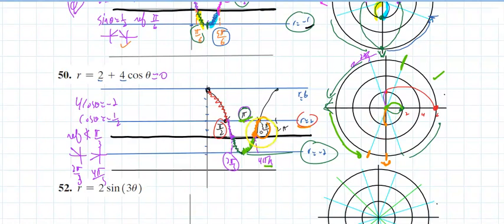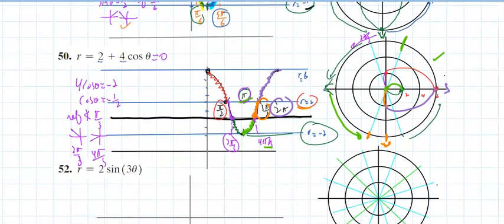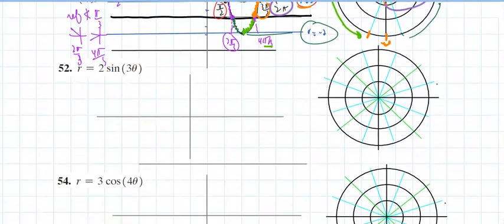And then what happens after that? Well, after that, we know it keeps on increasing. And by the time I hit 2 pi, I am back to 6. There's 2 pi, there's 6. And there's the graph. So these graphs are really important. You should work at them.